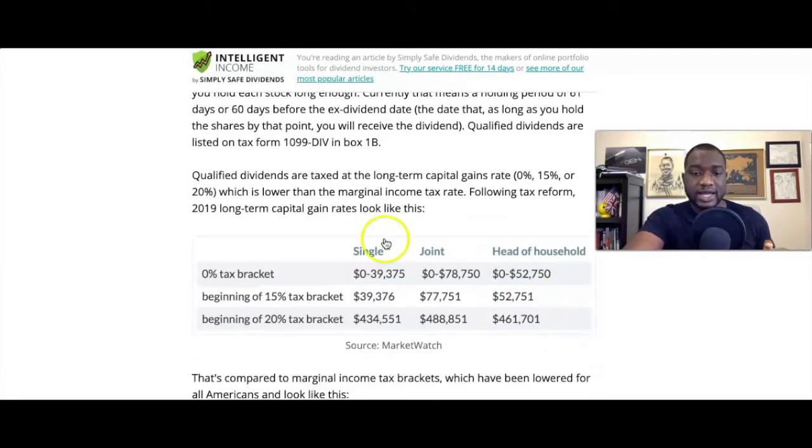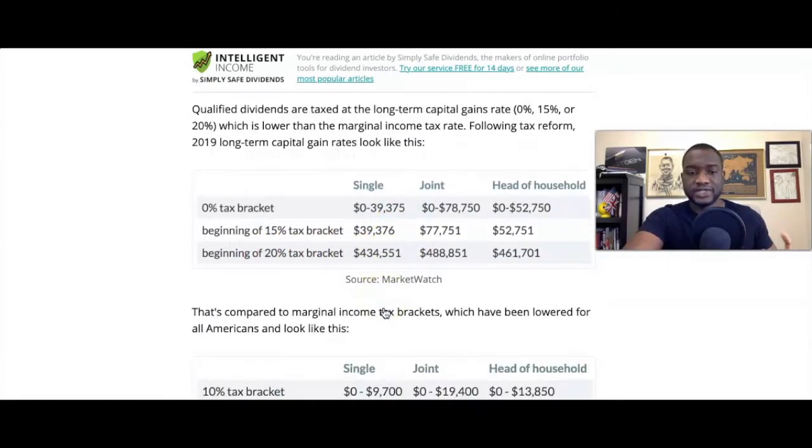Okay. And then here, if you make more than this amount, then you pay 15% tax on the leftover. So let's say you make $45,000. Well, they're gonna subtract 39,375 from that, and then what's left over, that's what you would pay taxes on when it comes to dividend investing. And then same thing with this. That's the basic gist of things, right?